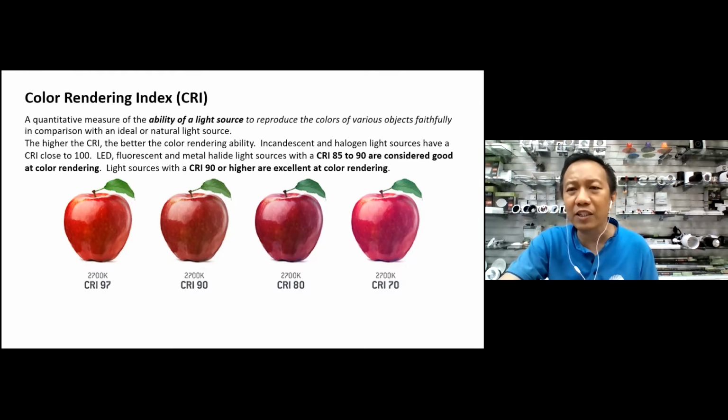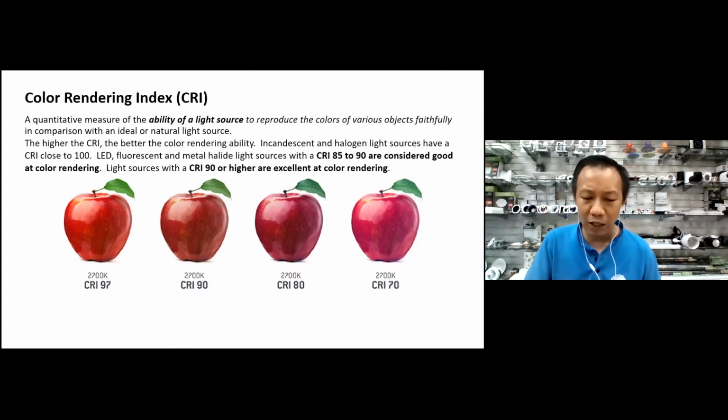Incandescent and halogen light sources have a CRI close to 100. LED, fluorescent, and metal halide light sources, usually meron yan CRI 85 to 90, which are considered good. Light sources with CRI 90 or higher are excellent at color rendering. Usually, yung mga general bulbs makikita nyo sa market, nasa 80 yan, CRI 80. Pumalo ka ng 90 and above, medyo pang mga professional lighting na yan. So yan ang gagamitin nyo na sa mga specific applications.